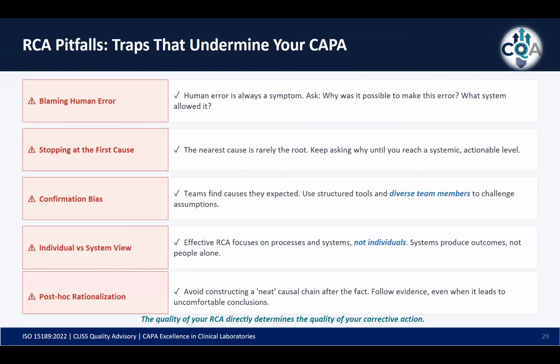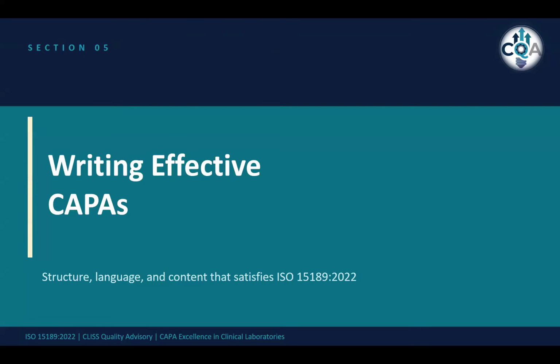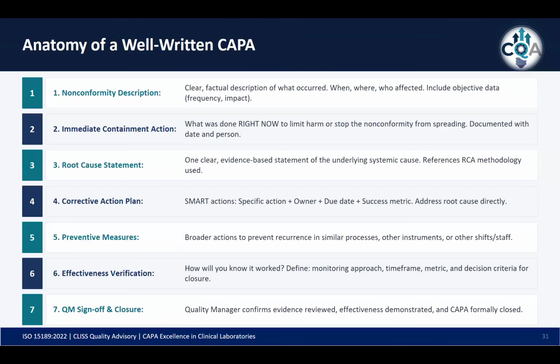And then individual or system view. Effective RCA focuses on processes and systems, not individuals. Please don't blame your testing scientists, but look at the systems and processes that allowed the individual to work in that manner. Now, let's look at writing effective CAPAs or non-conformance reports.